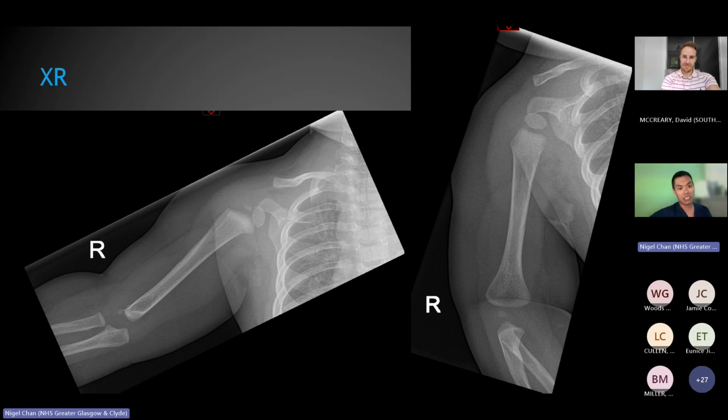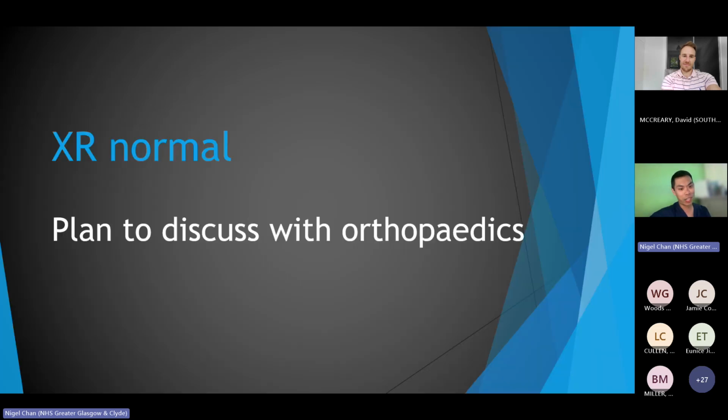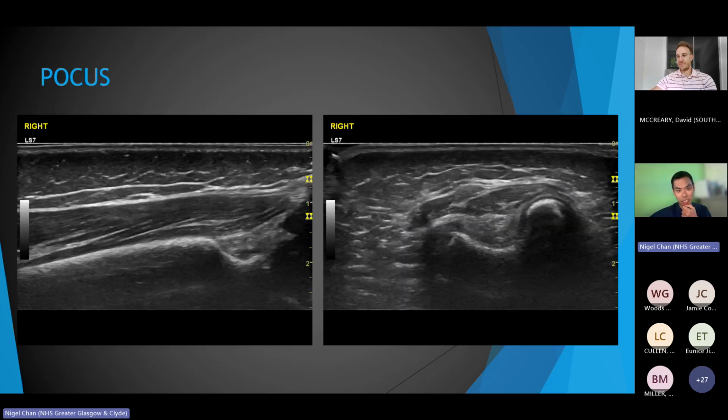I'll save you the pain, but basically it's normal. Well, anyway, it looked normal to me and to my colleague. So she wasn't really sure what to do, and the plan was to have a chat with ortho. Now, this was actually like 1 a.m., and there was a trauma call at the time, and ortho was at the trauma call. I was actually finishing my shift, but I thought just for fun, I would scan the elbow and have a look.